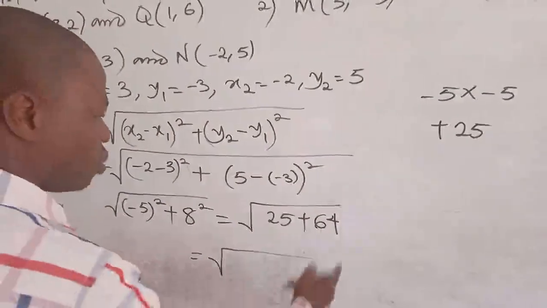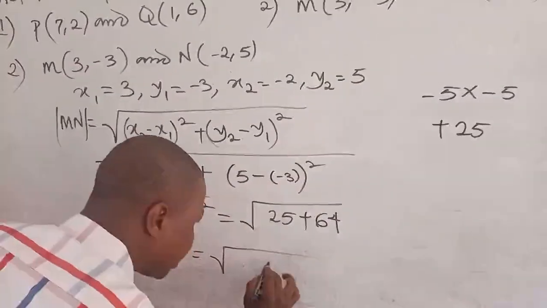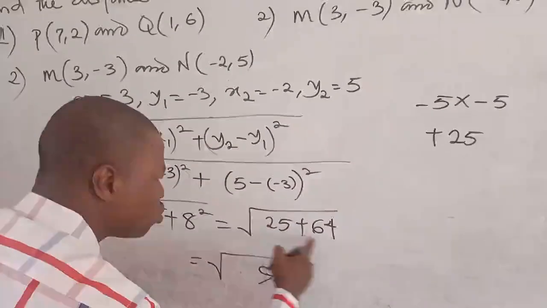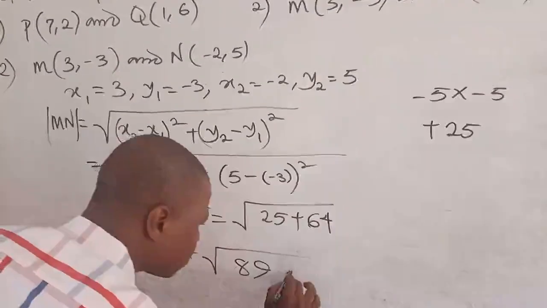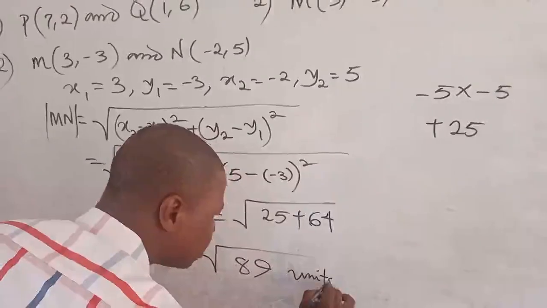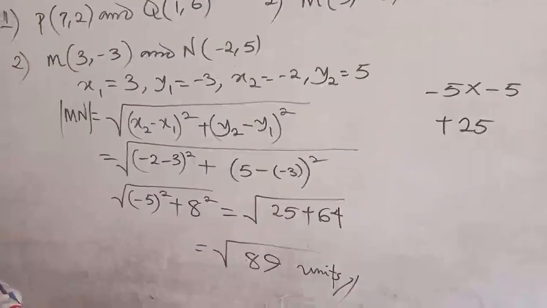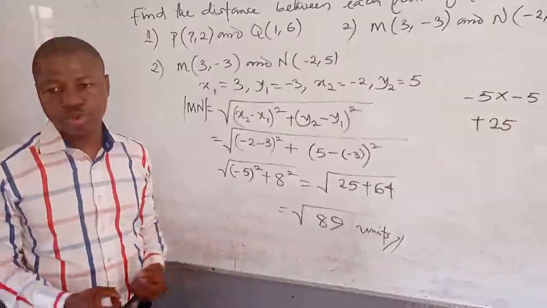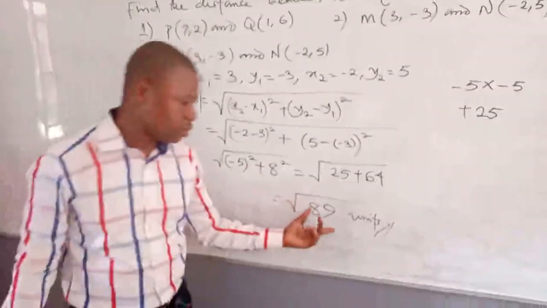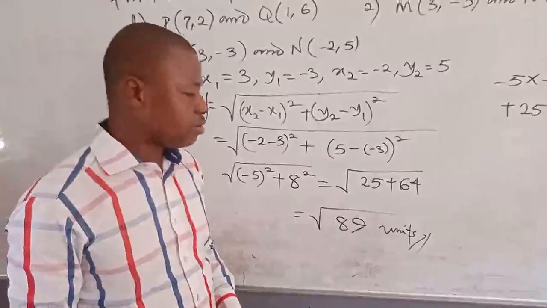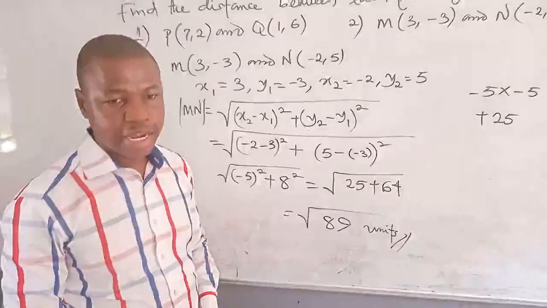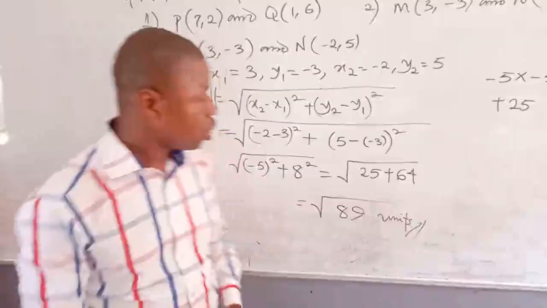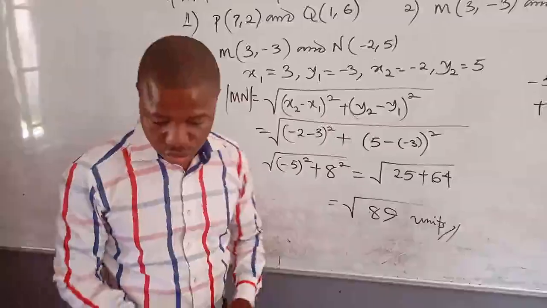25 plus 64, say 4 plus 5, that is 9. Then 2 plus 6, that is 8. 89 units. Depending on the kind of question or the options given to you, you can decide to simplify this further. You can find the square root of 89 and get a decimal, or you can decide to leave it this way.